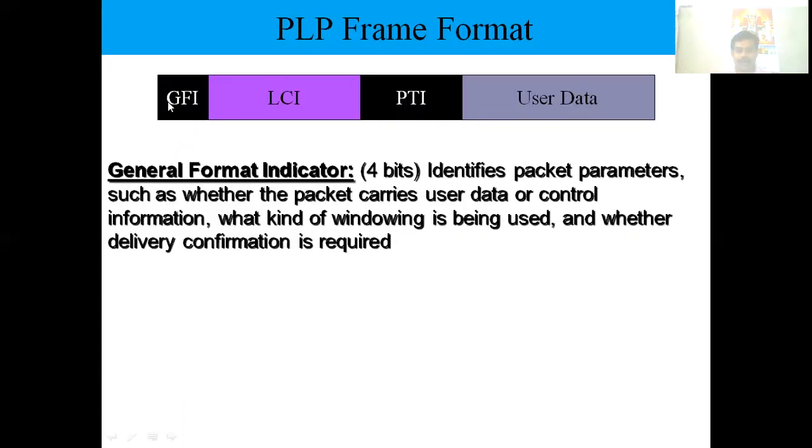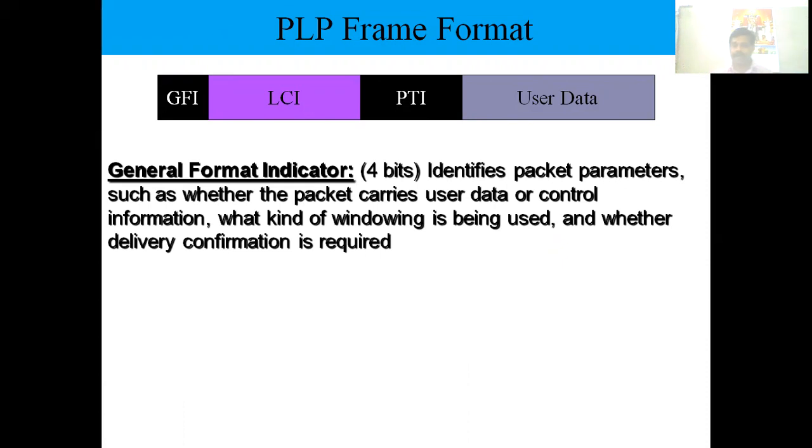Next one is PLP frame format. In the PLP frame format, the frame has 4 fields: GFI, LCI, PTI, and user data. GFI is the general format indicator. It is a 4-bit field and it identifies the packet parameters, whether the packet carries user data or control data, and what type of windowing it is using, either sliding window, and whether the delivery confirmation is required. After receiving, whether the acknowledgement has to be given.